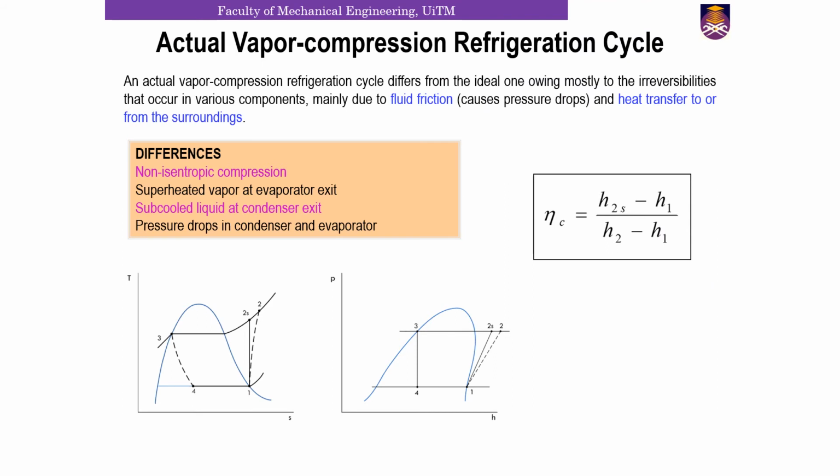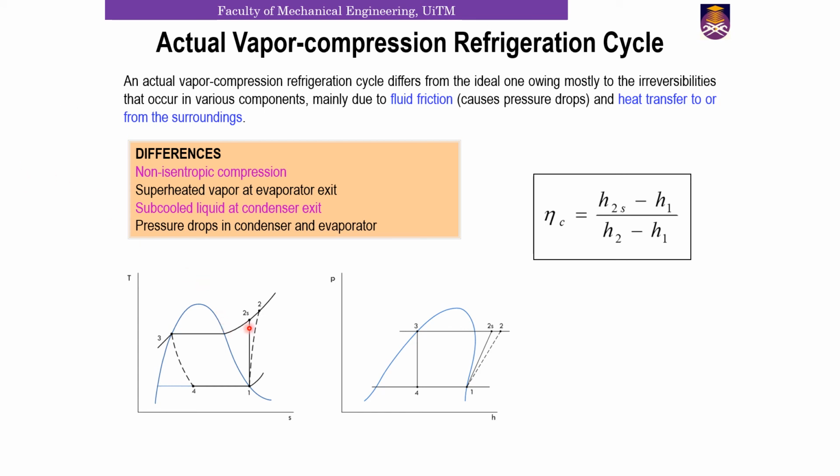Now what we have here is the actual vapor compression refrigeration cycle. In an actual vapor compression refrigeration cycle, it differs from the ideal one. You will see that in our previous cycle, the compression takes place isentropically, right? But in actual practice, this will not happen, mainly due to fluid friction, which causes some pressure drop, and also you will have heat transfer to or from the surroundings.